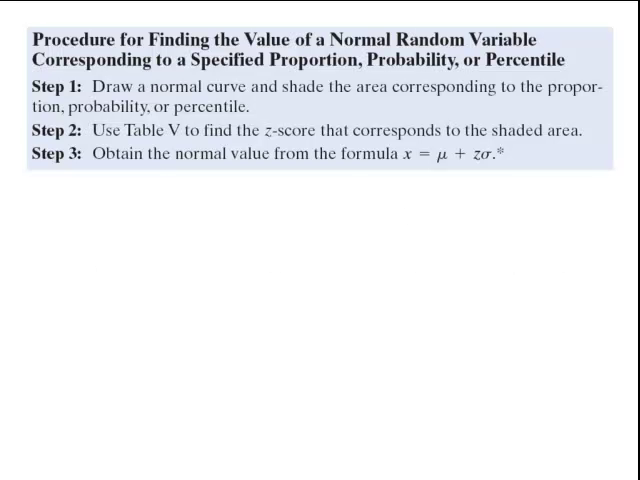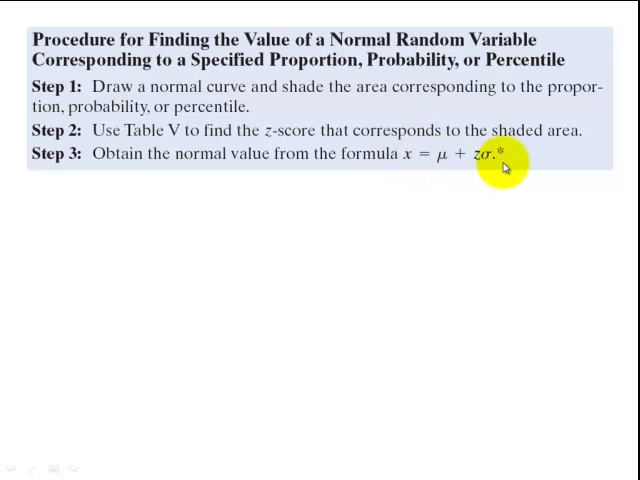Lesson objective number 2. The procedure for finding the value of a random variable corresponding to a specified proportion, probability, or percentile. First, you draw a picture and you shade in the area corresponding to that proportion, probability, or percentile. Step 2, use table 5 to find the z-score that corresponds to that area. And step number 3, obtain the normal value from the formula x equals mu plus z times sigma.